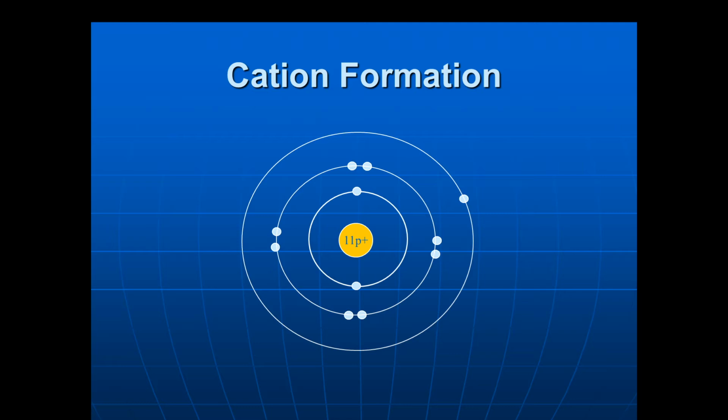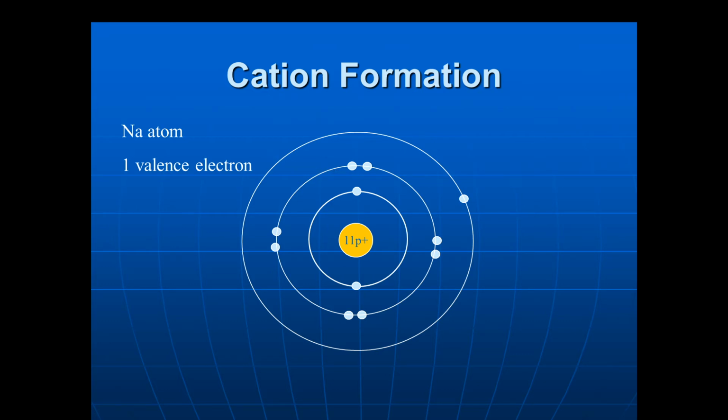Take an example of sodium. Here it has 11 protons and 11 electrons in the shell. The last electron is called a valence electron. It has only one valence electron. As you already know, by losing an electron, cations are formed.